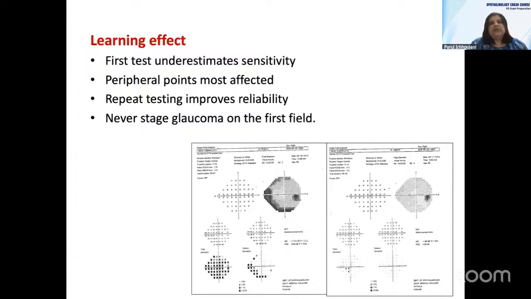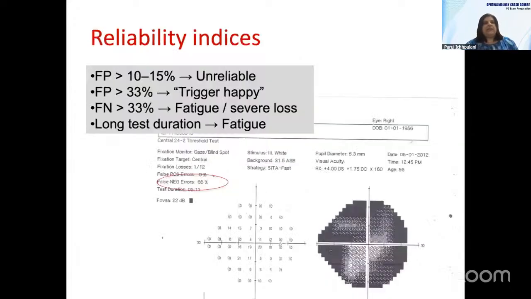improvement. Learning effect: the patient has performed the test twice or thrice, and the so-called defect has disappeared as the patient has improved doing the test. So the first test underestimates sensitivity, and the peripheral points in these first fields are most affected. Repeat testing always improves the reliability.